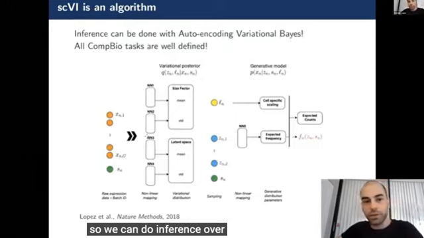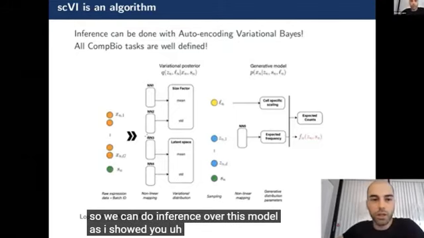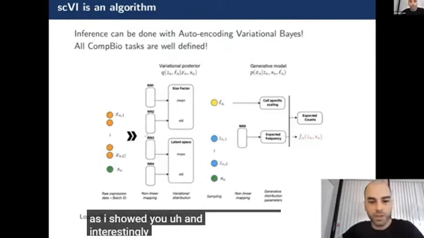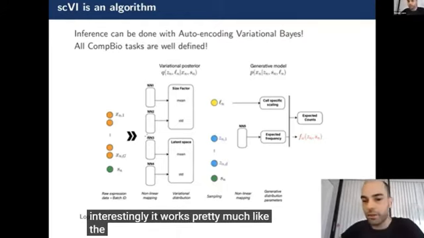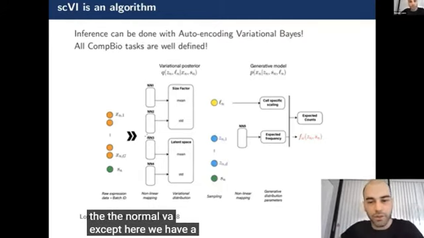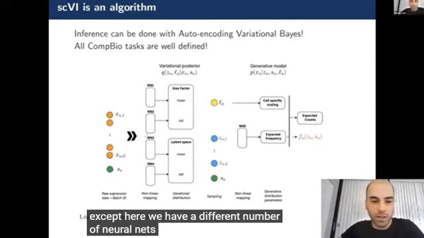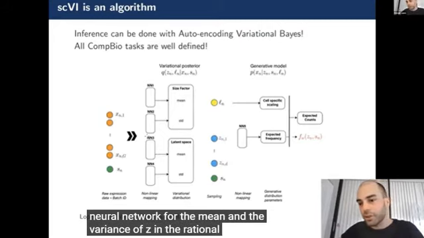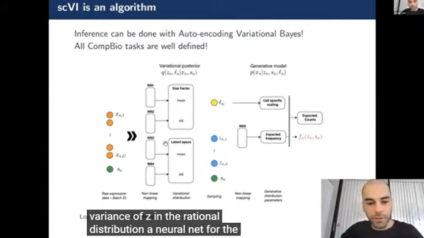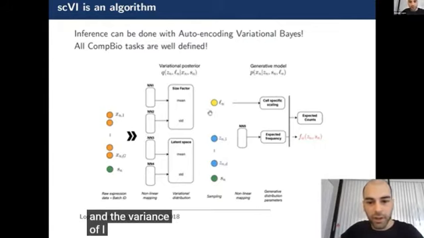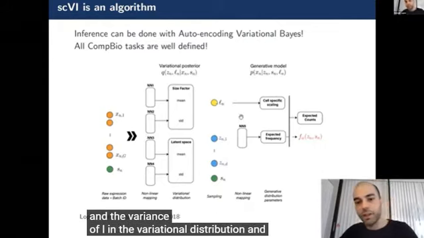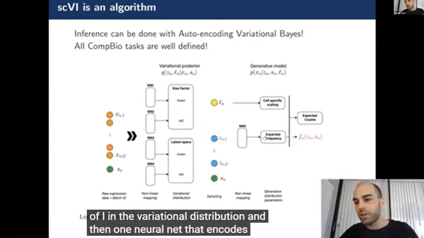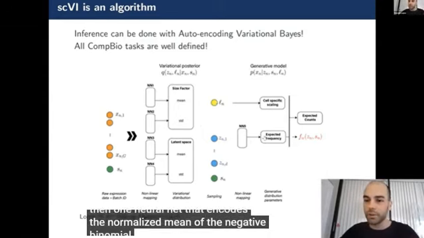So we can do inference over this model as I showed you. And interestingly, it works pretty much like the normal VAE, except here we have a different number of neural nets. We need a neural network for the mean and the variance of Z in the variational distribution, a neural net for the mean and the variance of L in the variational distribution, and then one neural net that encodes the normalized mean of the negative binomial.